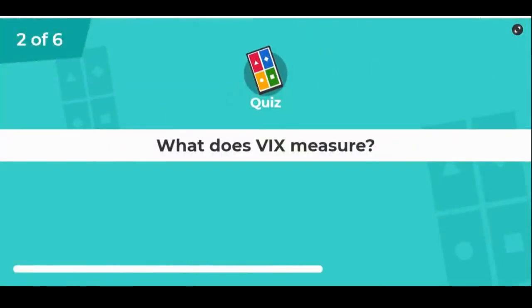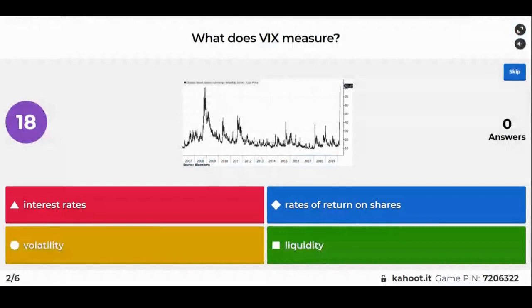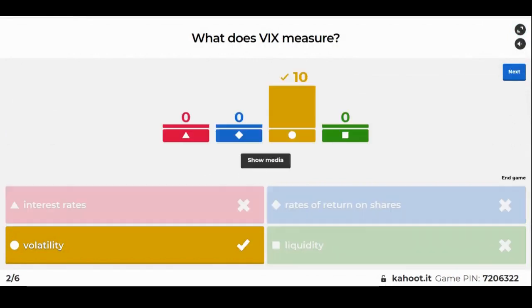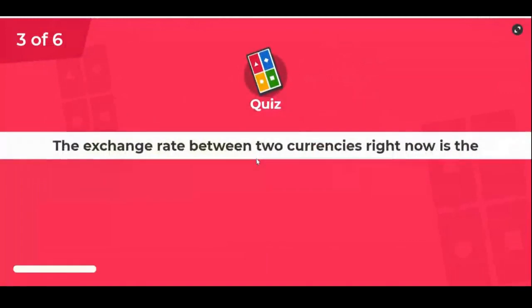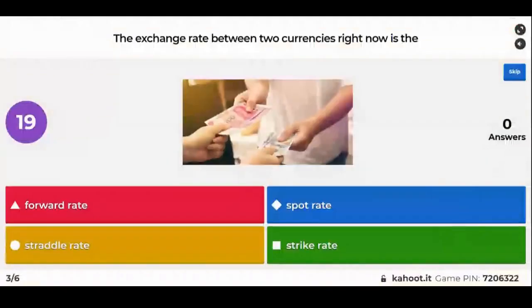Question 2, what does VIX measure? Interest rates, rates of return on shares, volatility, or liquidity? Someone thinking hard there? Very good, everyone got it right. That's good to know. TJ is taking the lead. Question 3, the exchange rate between two currencies right now is called what? The forward rate, the spot rates, the straddle rates, or the strike rates?